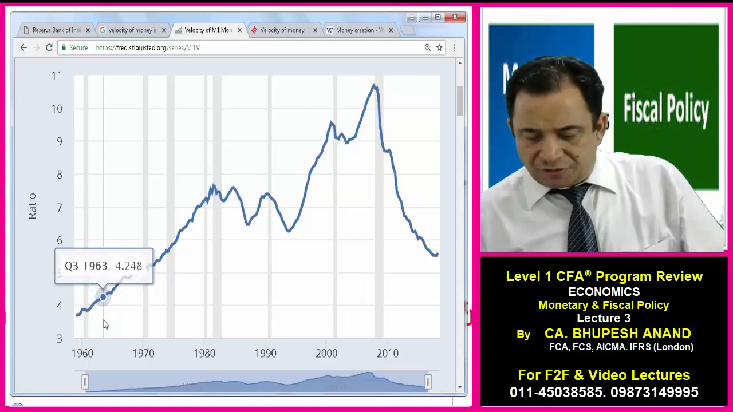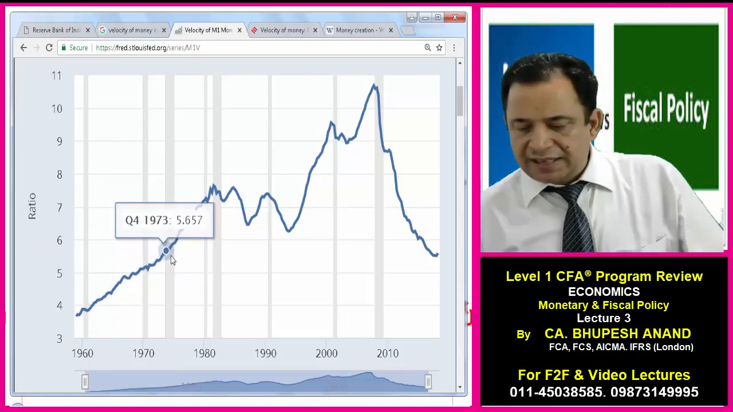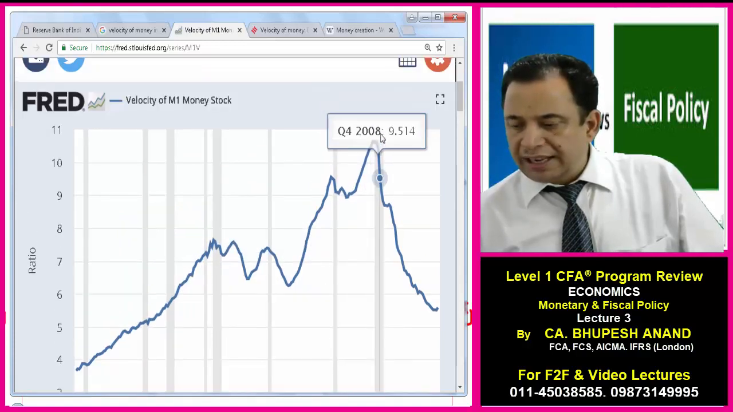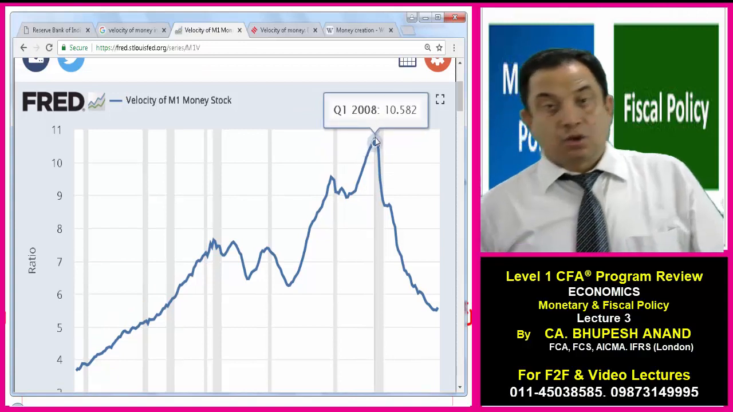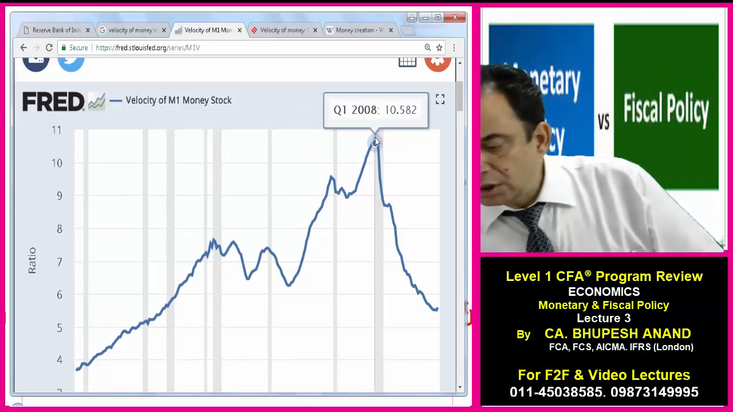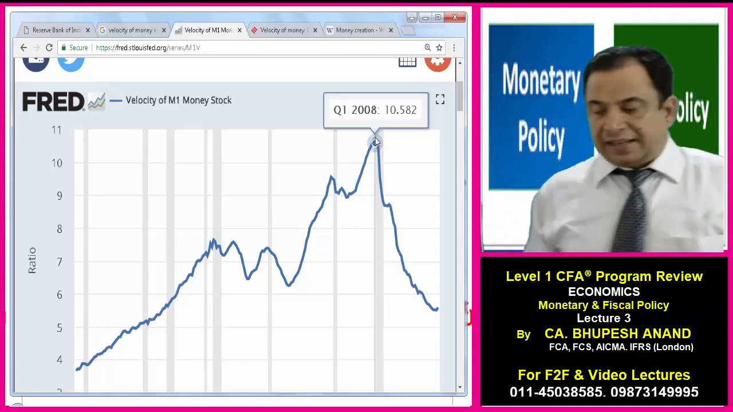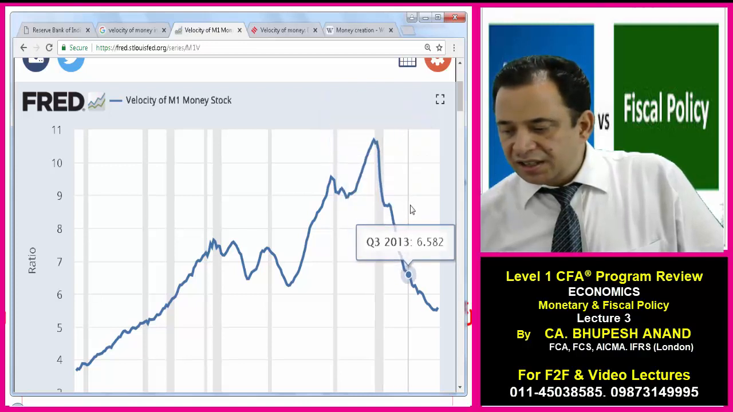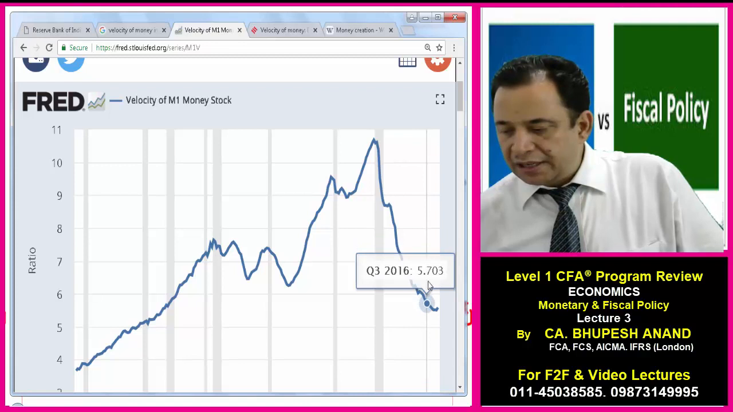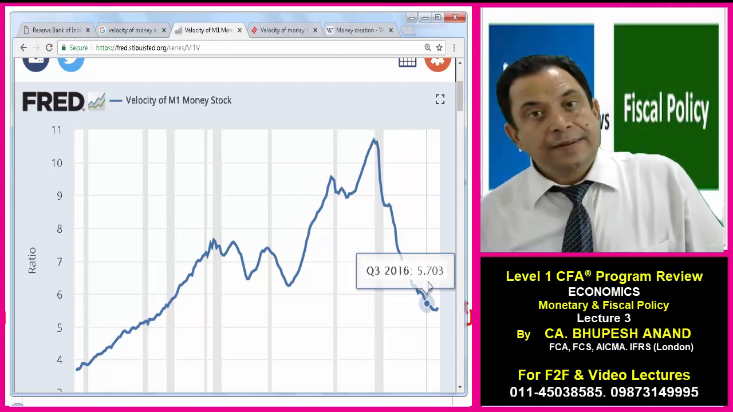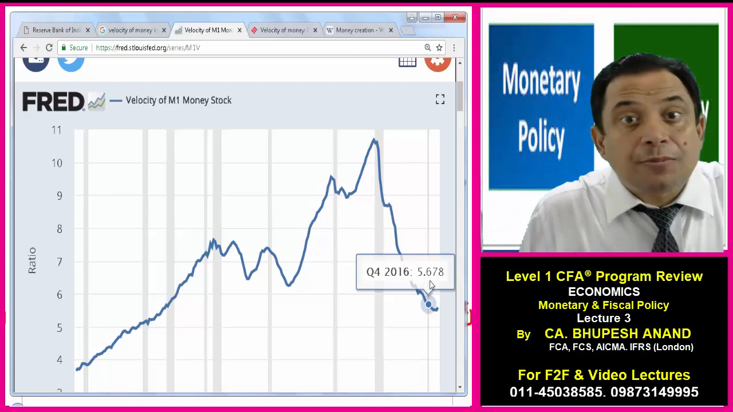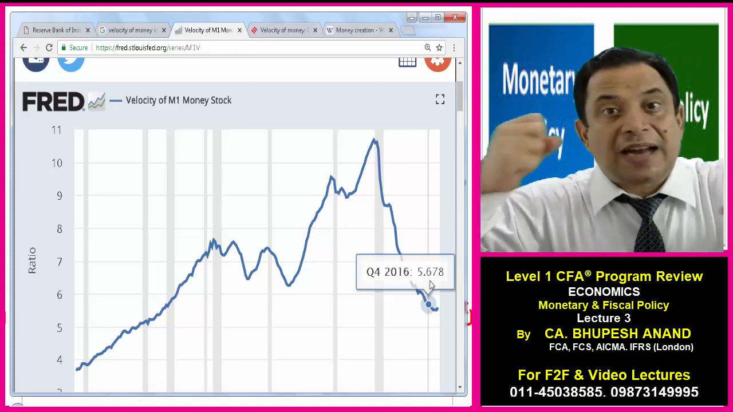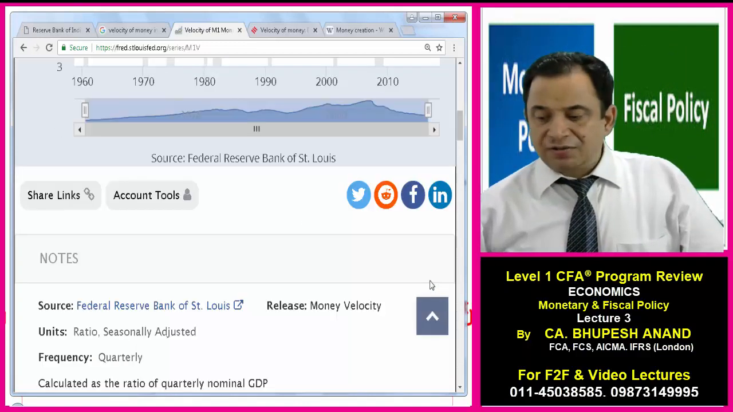In 1960, this was the rate, 4.10, then it increased as the market went along. Now in 2008, when there was a huge crisis in the USA, the money velocity came to 10.582. After that crisis, the money velocity decreased to 6.5, and now 5.7303. So this is named as velocity of money. When I say velocity of money, it means by how many hands the money is exchanged before it reaches the bank.